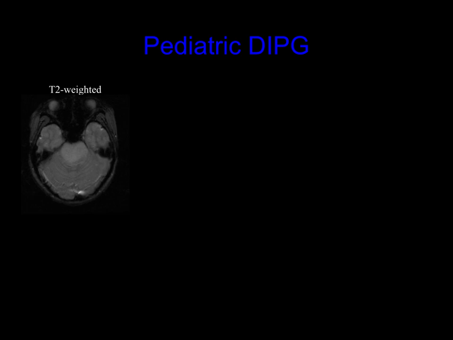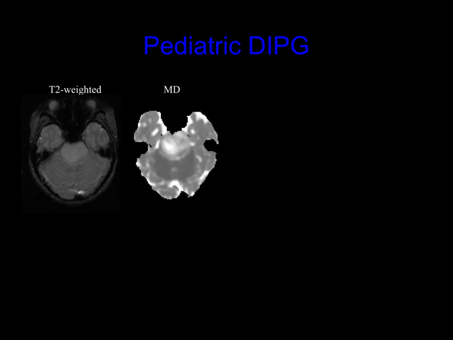So here I have some images from a pediatric diffuse intrinsic pontine glioma patient. For those who are used to looking at images of the brain, you might be able to tell that the pons here is quite enlarged compared to a healthy brain. This is just the T2 weighted image, so that's about all you can tell from there. Now if we look at the mean diffusion coefficient, is it on there? Yeah, okay.